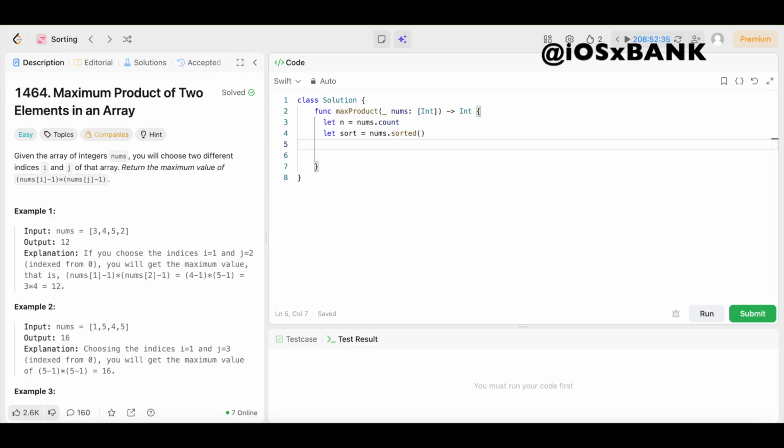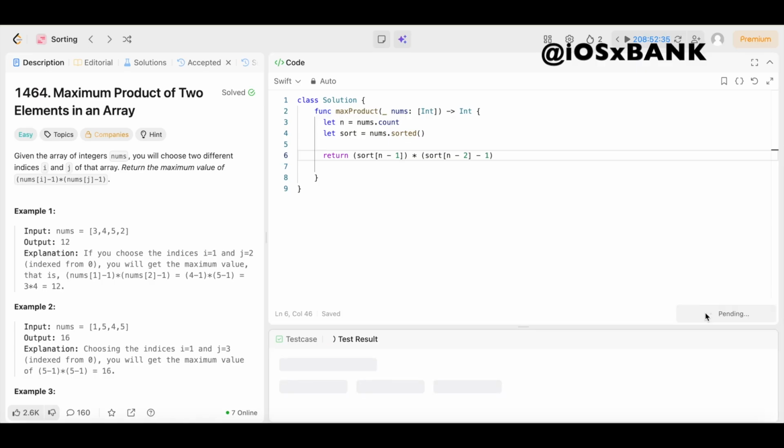We're going to come right here and say return, open up the parentheses, sort[n minus 1]. Come outside of that and we'll say times, open up some more parentheses. We're going to say sort[n minus 2]. Come outside of that, minus 1. That's all she wrote. Let's give it a run and make sure it runs properly.